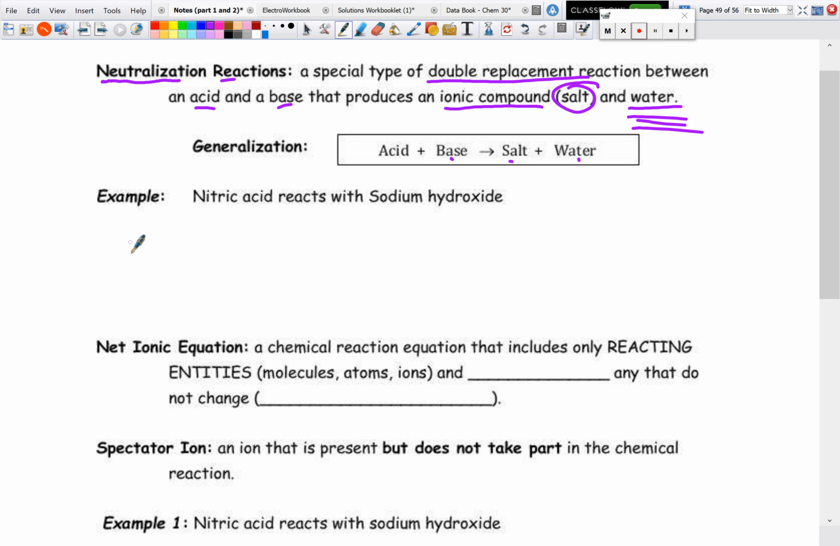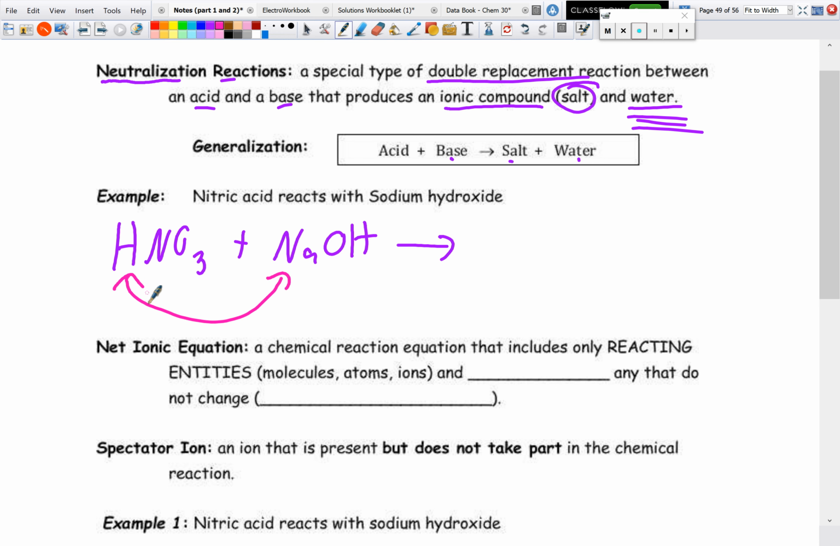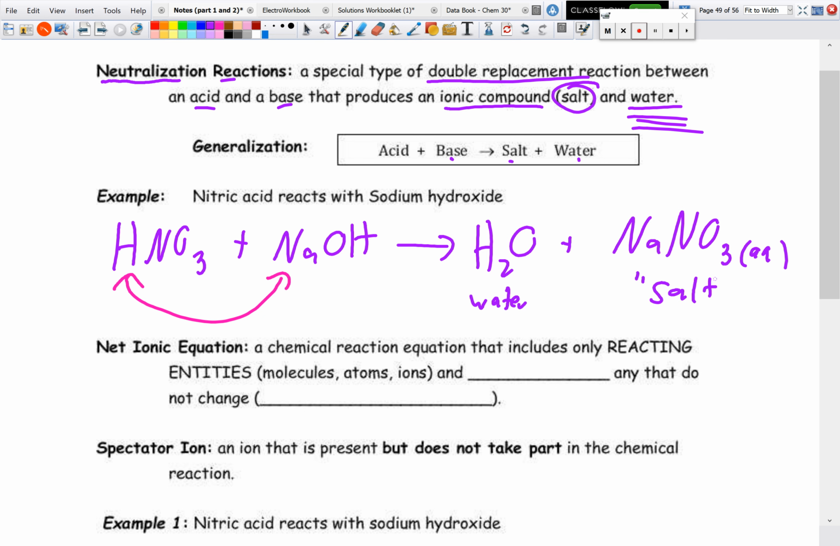So for example, nitric acid, HNO3, plus sodium hydroxide. This is technically just a double replacement reaction because we're replacing our sodium and our hydrogen. We get this combination of HOH, which is basically just H2O. So that's why we get H2O, that's our water, and we get our salt of sodium nitrate. And that is how they happen.